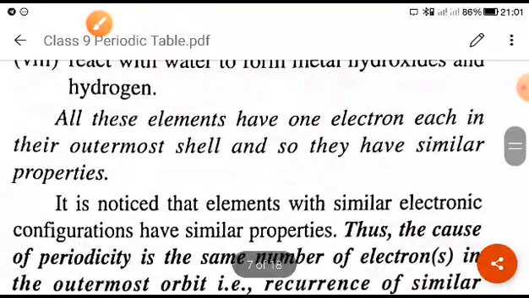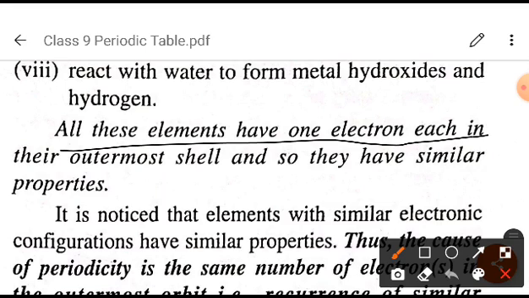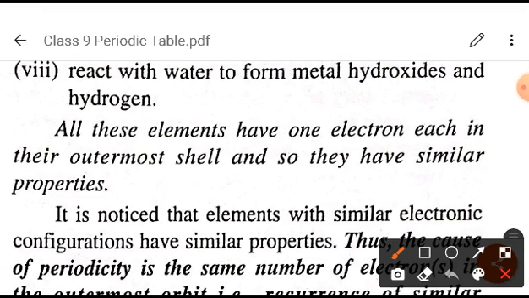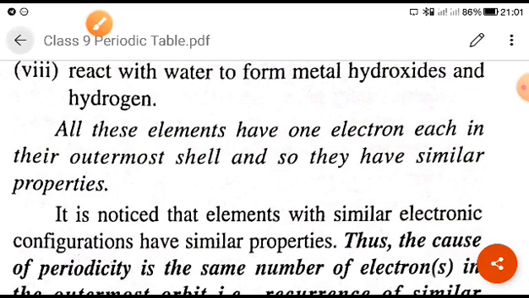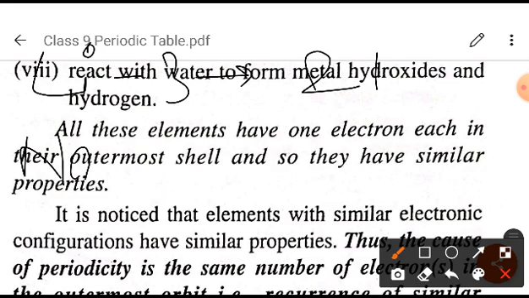Now next we will see that all these elements we have discussed have one electron in their outermost shell, as I have already told you, and so they have similar properties. I will give you one example. Lithium has atomic number 3, so its electronic configuration is 2, 1, right? Sodium has atomic number 11, so its electronic configuration is 2, 8 and 1, right?